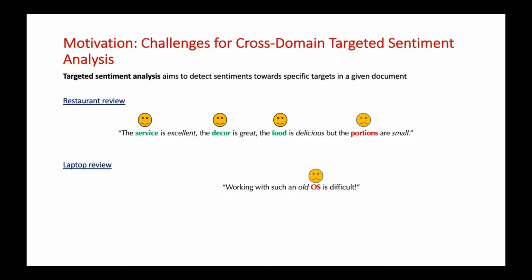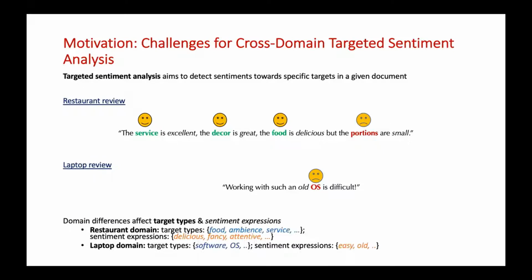From these examples, it must be evident that domain differences for this particular task affect both target types and sentiment expressions. In the restaurant domain, we may have target types related to food, ambience, and service, and therefore the corresponding sentiment expressions could be words such as delicious, fancy, attentive, etc. When we move to a different domain, both target types as well as sentiment expressions tend to change.